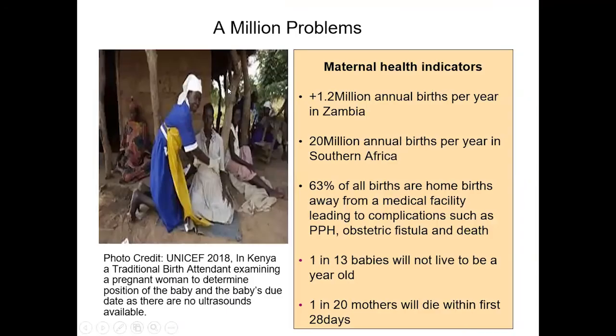Every year, more than 300,000 women and 2.7 million babies die during the brief window between a baby's birth and a baby's first month. The major pain points are lack of access to sterile supplies, lack of access to medical personnel, distances to the nearest health facilities, and the high cost. With 1.2 million annual births in Zambia, scaling up to 20 million annual births in Southern Africa, we find that 63% of all births are home births away from a medical facility because of this.